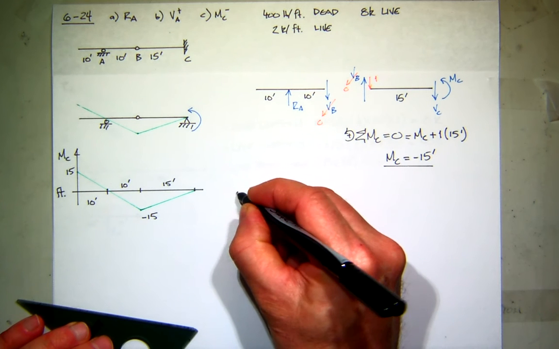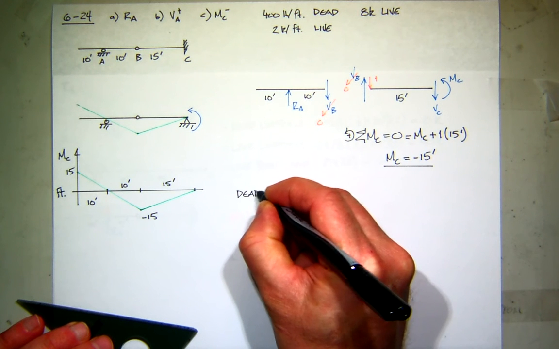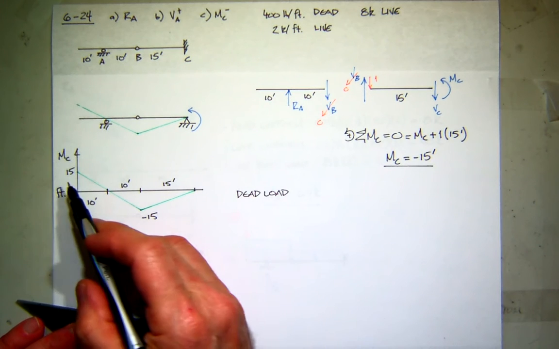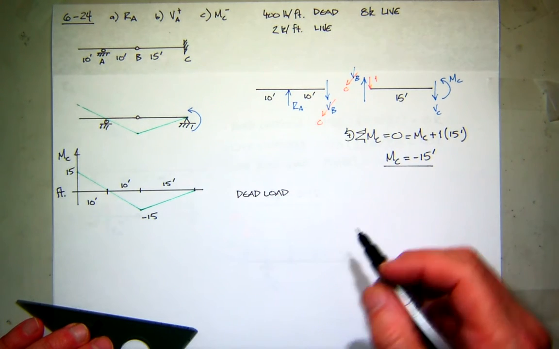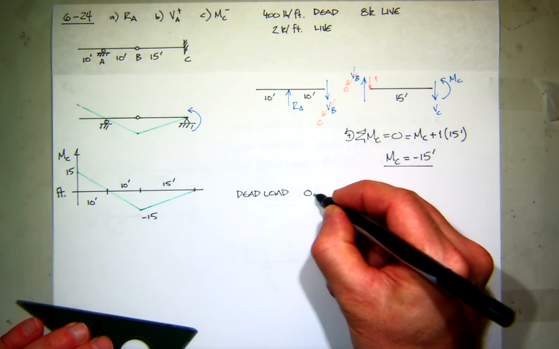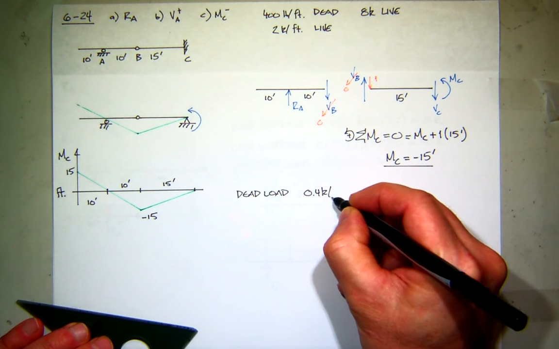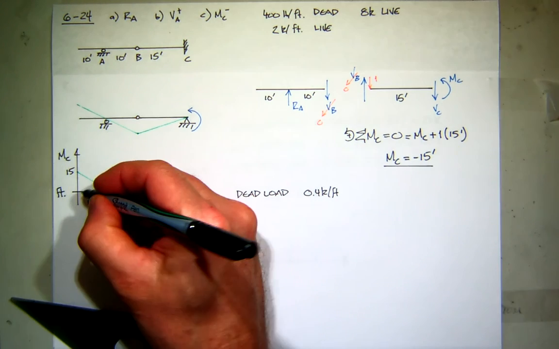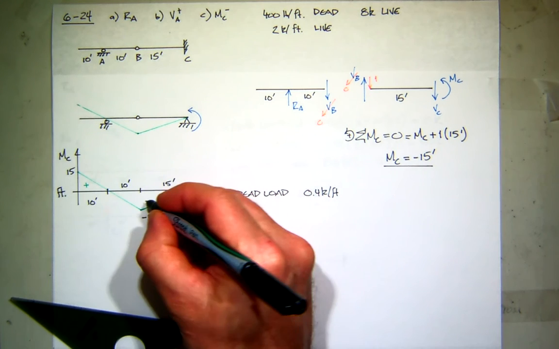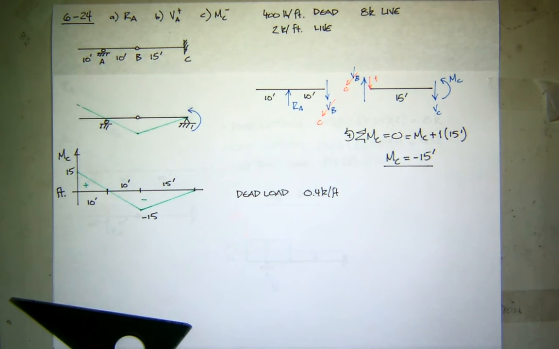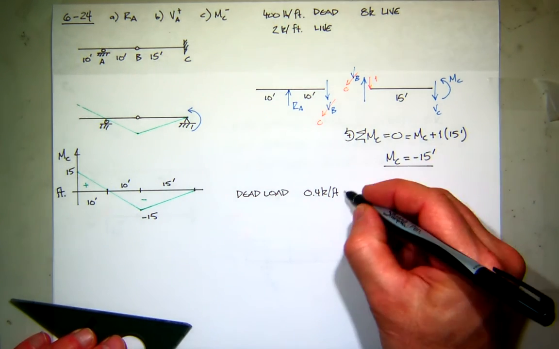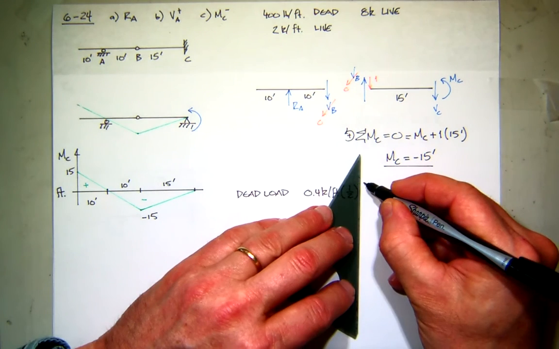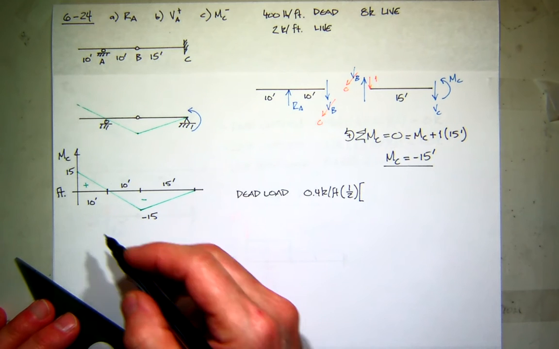So I'll start with my dead load. And remember, the dead load's applied to the whole structure. So my dead load was 0.4 kips per foot. And now you can see that I've got a positive area and a negative area. I'm just going to have to add them up. They're both triangles, so they'll both have a factor of 1/2 in front. And now I'll sum their base and height.